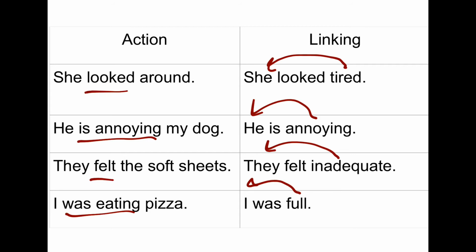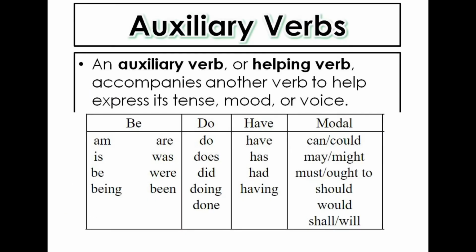And these are tricky, because you could try to say that eating is a state of being, and it's connected to I. But if you try to picture someone eating pizza, are they actually carrying out an action? If so, that's probably in the action category. So auxiliary verb, or we'll probably call them helping verbs, it's just easier to say. They accompany another verb to help express its tense, mood, or voice. And here's a pretty complete list: forms of the verbs be, do, and have, and then kind of this whole separate category of the modal verbs that don't change form depending on plurality or person.